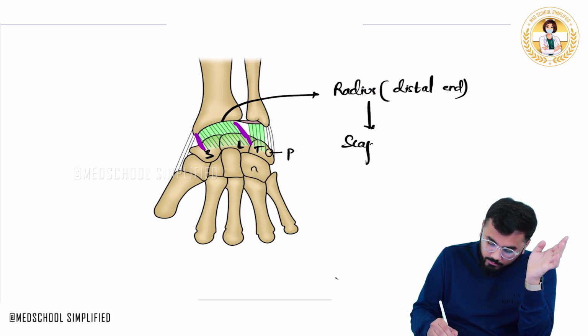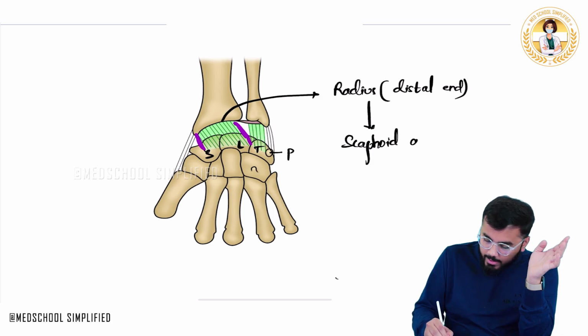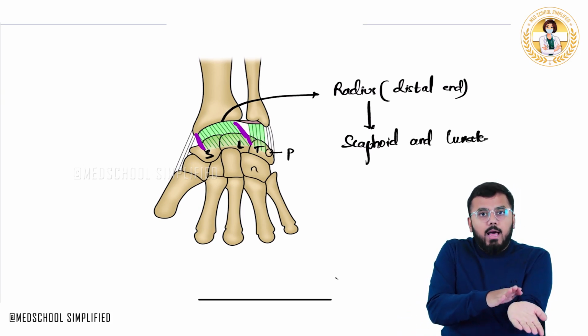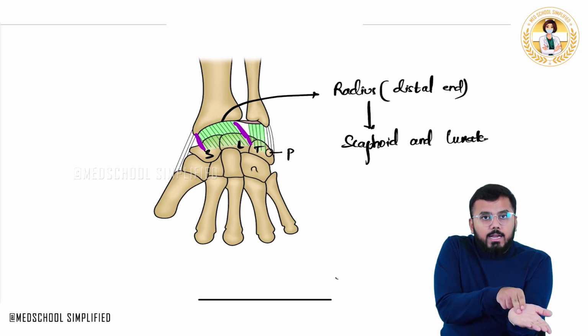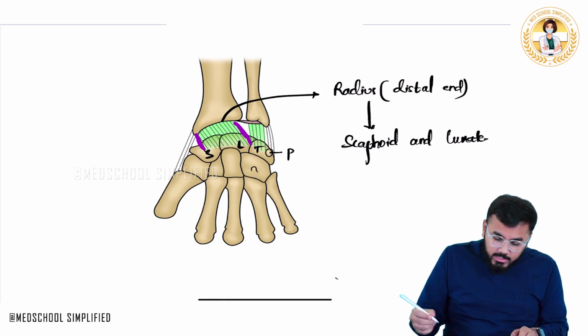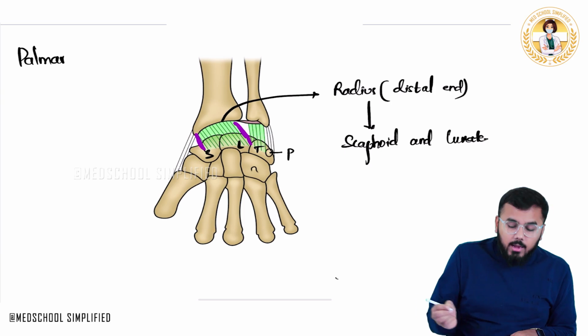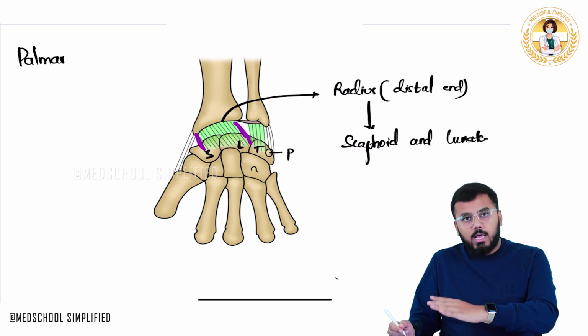It is attached to the scaphoid and the lunate bone. And where is it getting attached? It is on the ventral side, on the palmar side, right? So this one is your radius bone. From the radius, there is a ligament that is going and attaching like this on the palmar side. So this ligament is named as palmar. Palmar attachment is from radius to carpal bones.